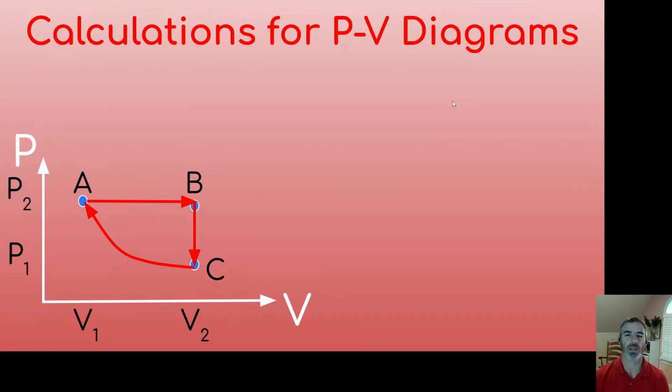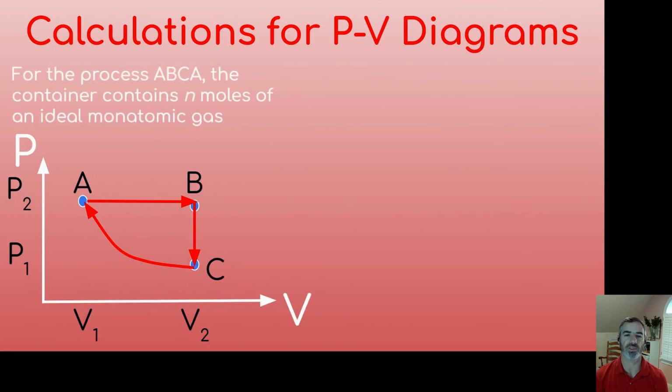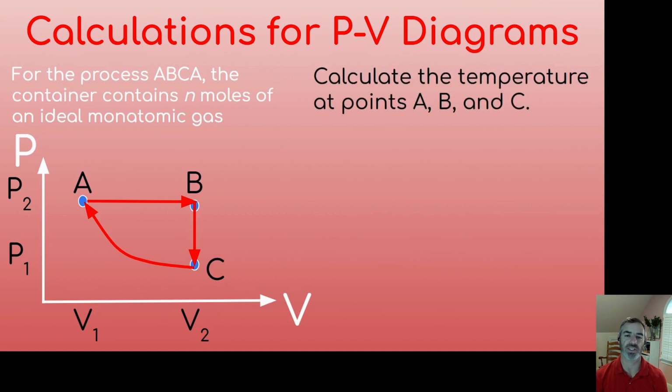All right, so we're going to do some calculations on the PV diagram. In this process ABCA, we're going to assume the number of moles is n for the monatomic ideal gas. And the first question is going to be to calculate the temperature for points A, B, and C.